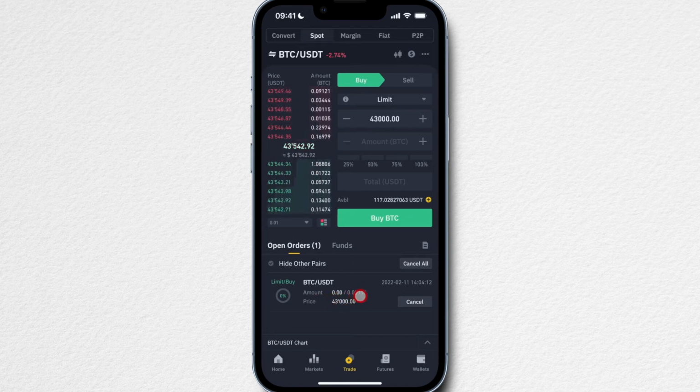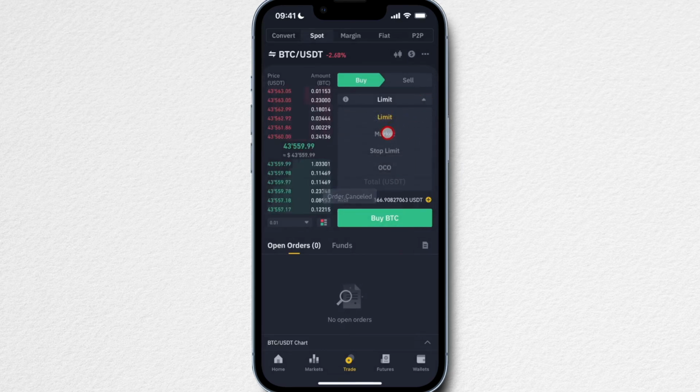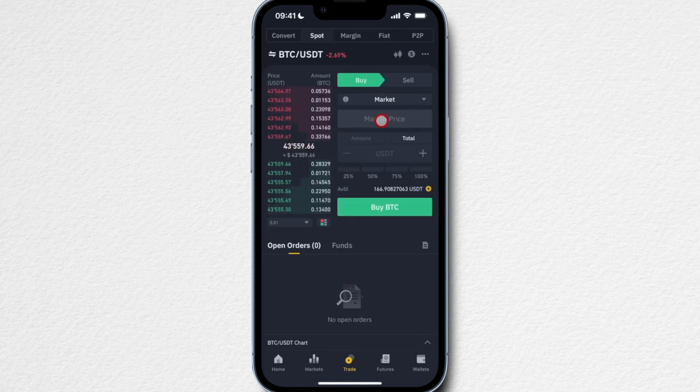Again, the advantage is that you're not going to pay more than what you set. So you can set the price. So let's cancel this order right now. And let's also look at how to use a market order. So we're going to switch from limit to market right here. And as you can see, now I cannot set the price of what I'm willing to pay for one Bitcoin. So I'm going to have to take the best price that is currently available in the order book.